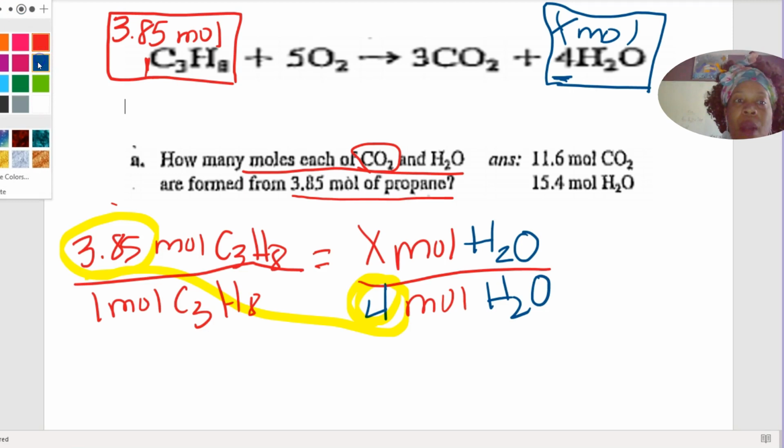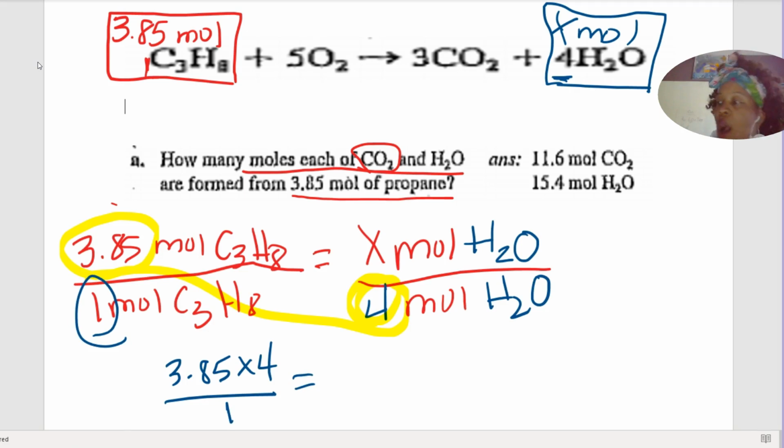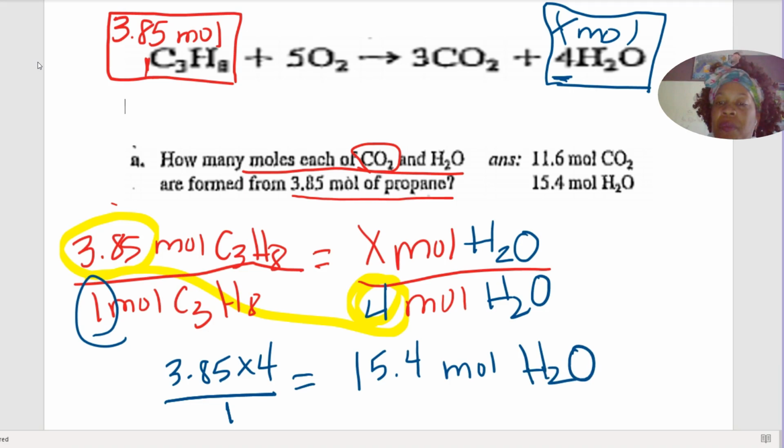So let's go ahead and cross multiply 3.85 times 4 and divide that by what's left over, that 1. So I'm going to get my calculator out and say 3.85 times 4, and that's going to give me 15.4. And guess what? It gave me the exact amount that I needed in terms of having 3 significant digits. And that's moles of water. Okay? Bam. We are done.